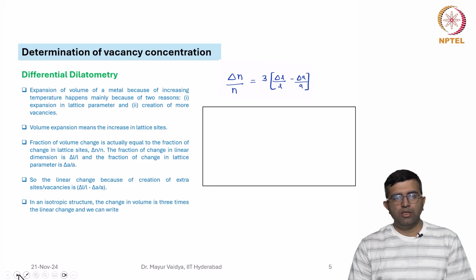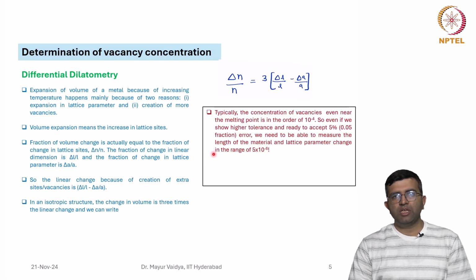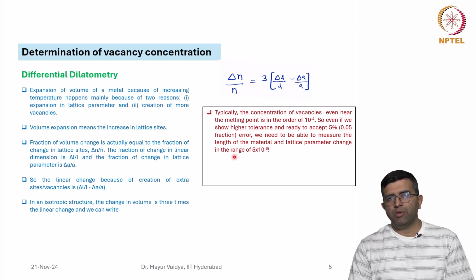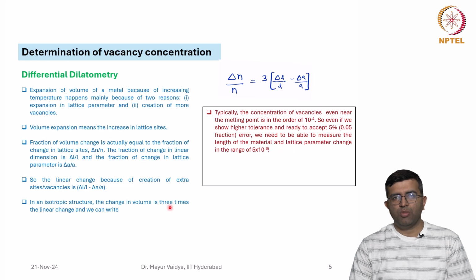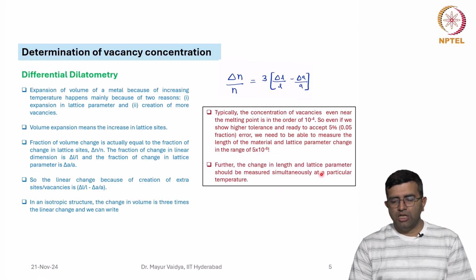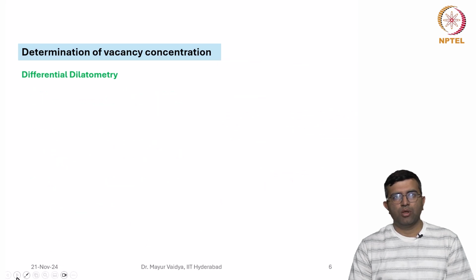So, there are certain difficulties with this method also. One difficulty being that the concentration of vacancies even near the melting point is of the order of 10 power minus 4. So, even if we show a higher tolerance and are ready to accept 5%, we need to be able to measure the length of the material and lattice parameter change in the range of 5 into 10 power minus 6. And the change in length and lattice parameter should be measured simultaneously at a particular temperature.